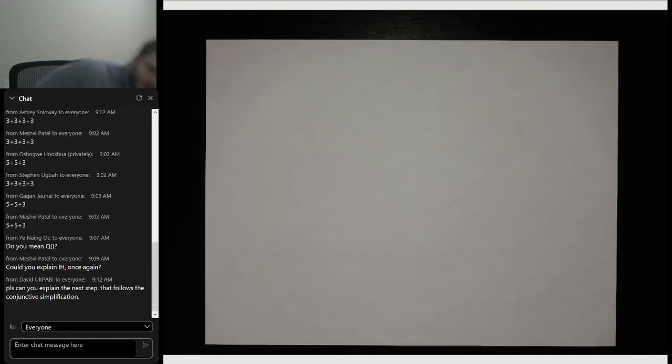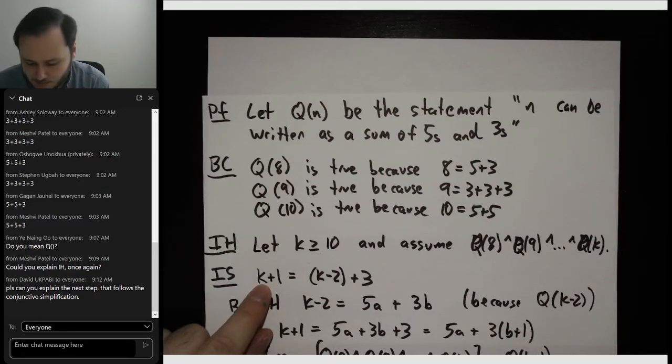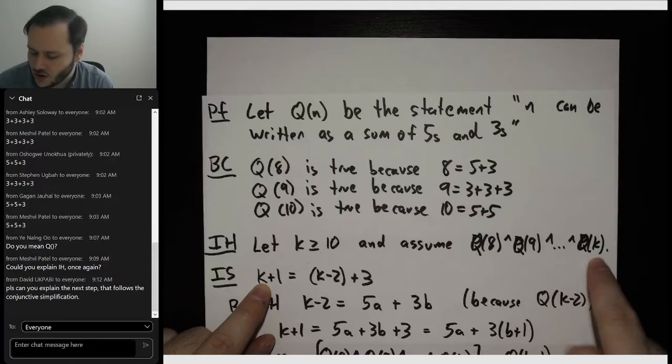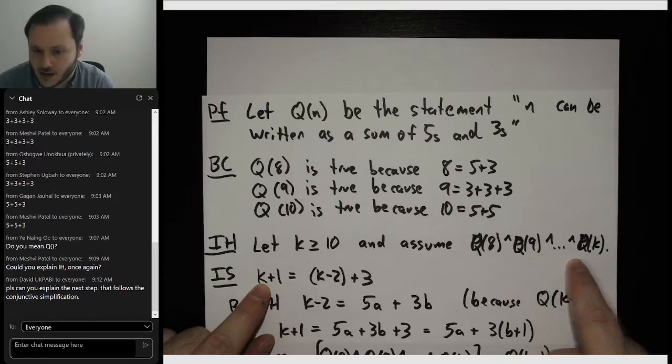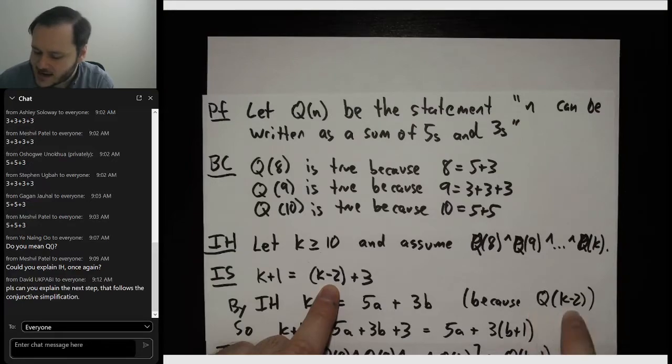Sure, the step that follows the conjunctive simplification. So I want to find a way to write k plus 1 as a sum of 5s and 3s. And I don't know how to do it for k plus 1 yet, but I do know how to do it for k minus 2. So I have this big conjunction, 8, 9, 10, all the way up to q of k minus 2. All the way up to q of k. But the only one I end up needing in this case is k minus 2. So what I need is q of k minus 2.